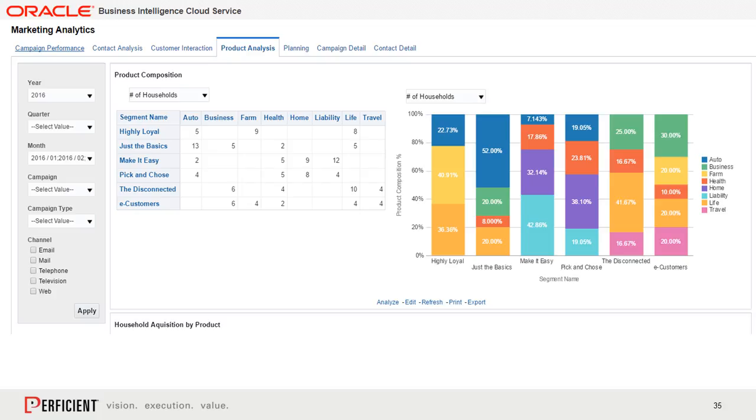Household acquisition by product. Here we have a trend of new household acquisitions by product. The colors signify which products are experiencing higher growth compared to the rest of the products. The table to the left has variance indicators month to month showing which products are getting better over time or having lower growth.